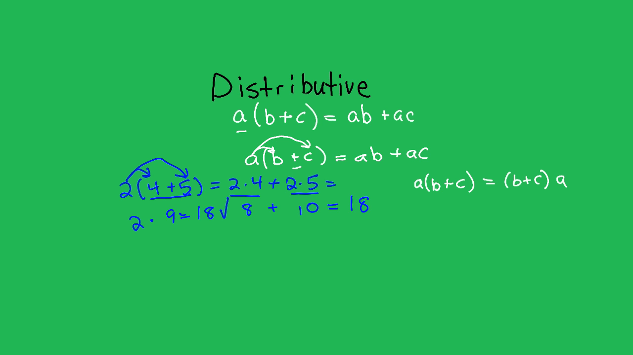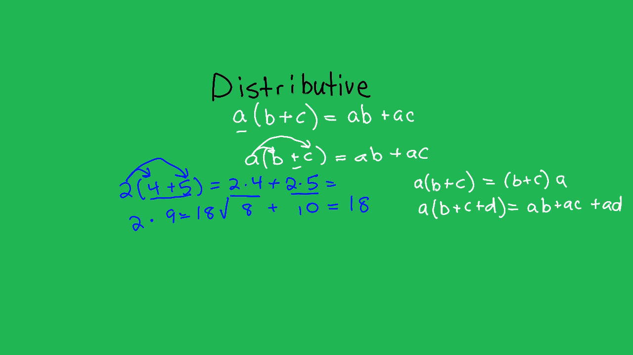Also, we can have more than 2 terms inside the parentheses. We can have 3 or more, any number of terms we want. So A times quantity B plus C plus D. We do the same thing and distribute the A over each term to get A times B plus A times C plus A times D.